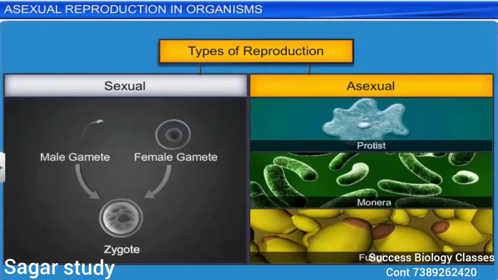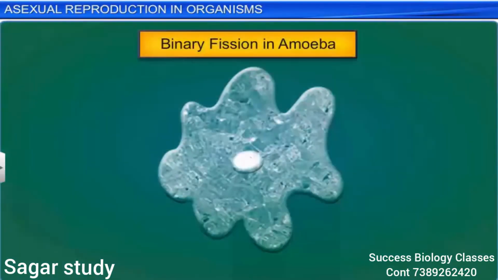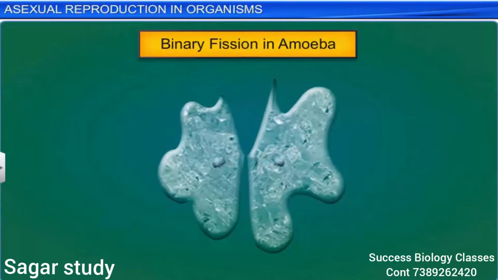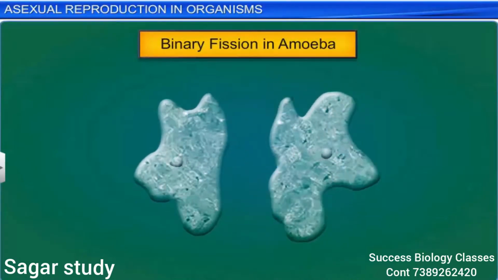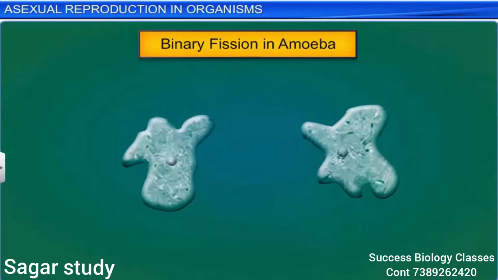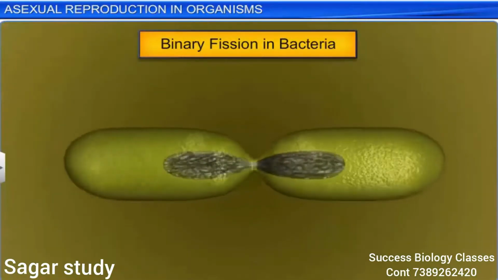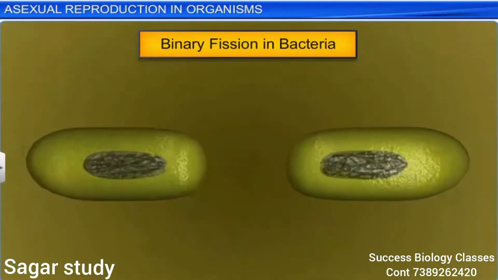Asexual reproduction, commonly seen in protists, monerans, and fungi, is of many different types. The amoeba, for instance, reproduces by binary fission, where the parent cell divides into two halves and each half develops into a daughter cell. Likewise, bacteria too reproduce through binary fission.